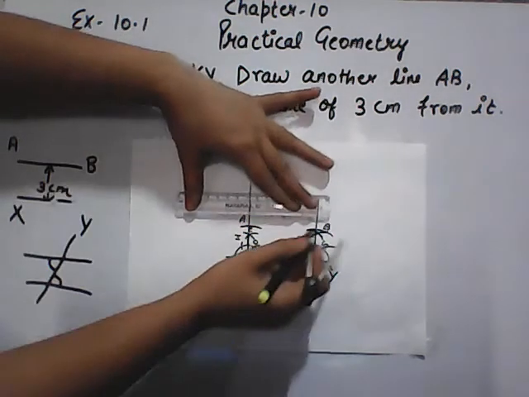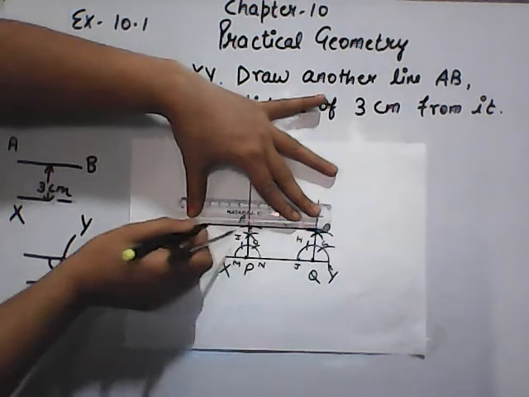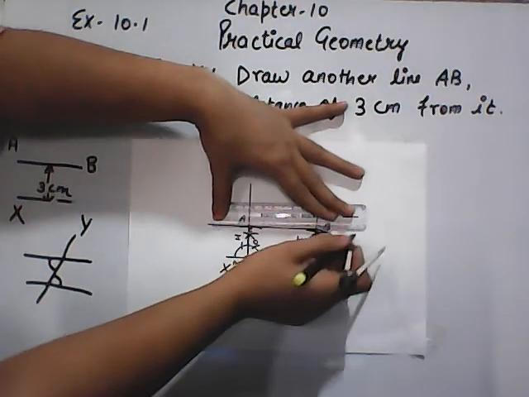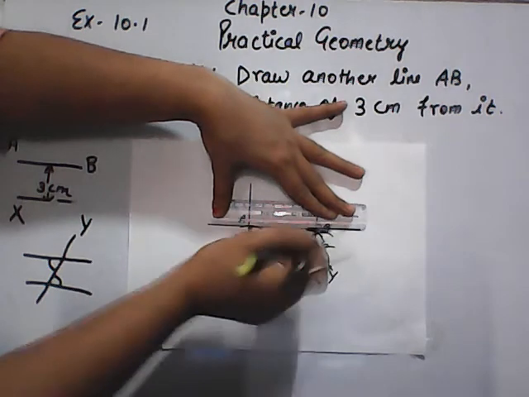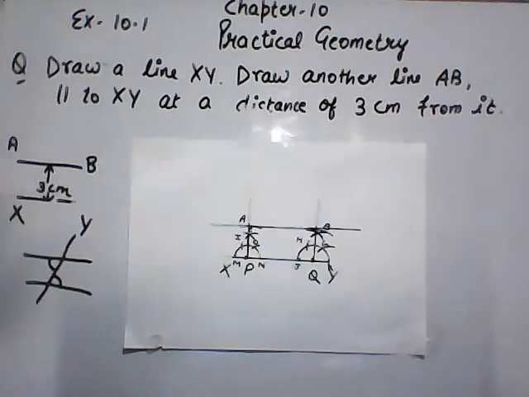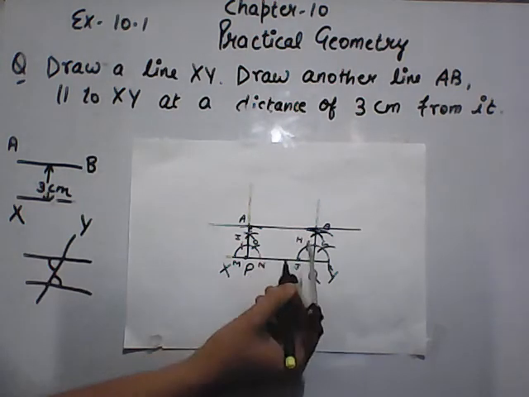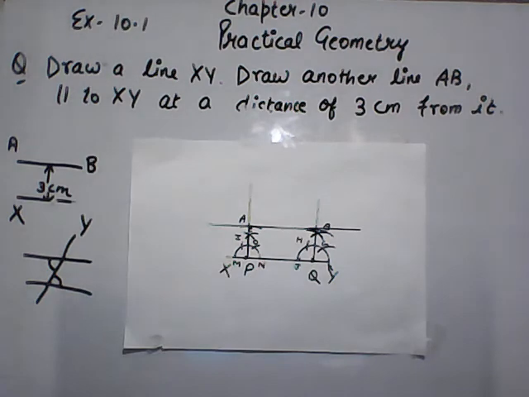You have to join AB and extend the AB line in both directions. In this way, this line is parallel to the XY line at a distance of 3 cm. In this way, you can draw two parallel lines.